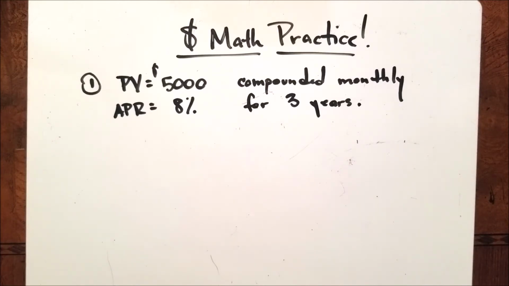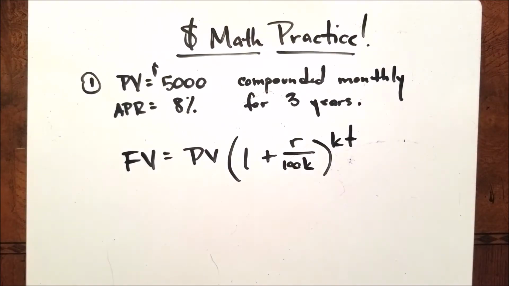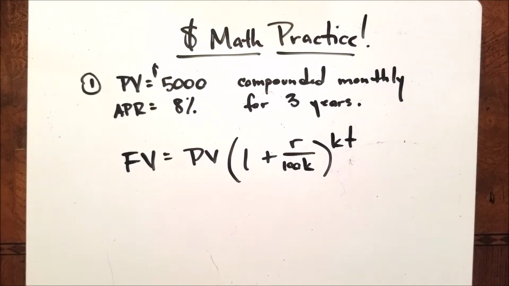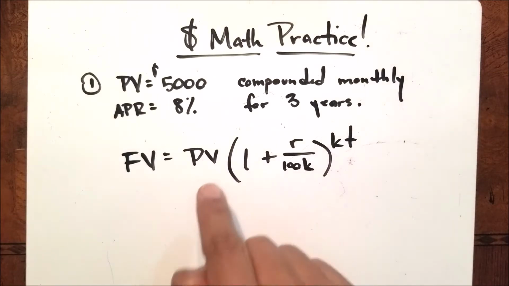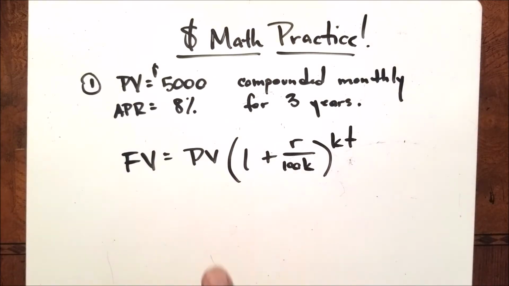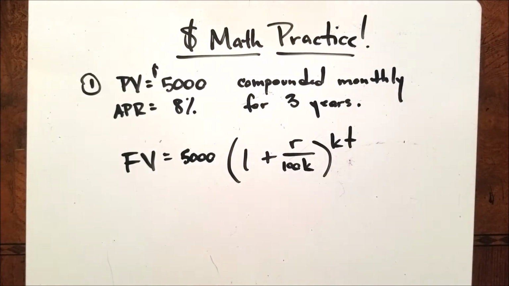Okay, here goes our formula. Let's plug in what we know. I know what my present value is. I know how much money I start with. Let's go ahead and substitute that right now. 5,000, exactly right. I know the interest rate. The interest rate is 8%.